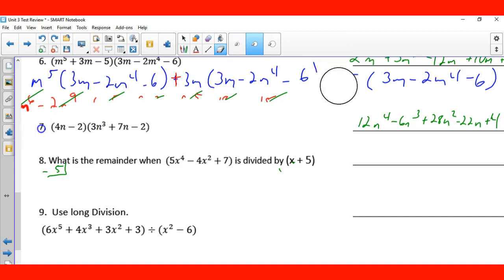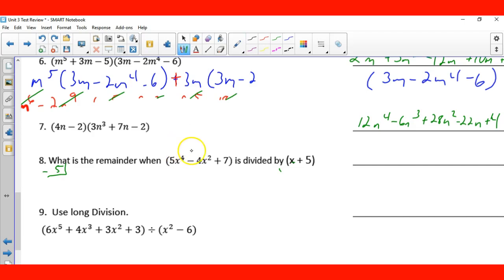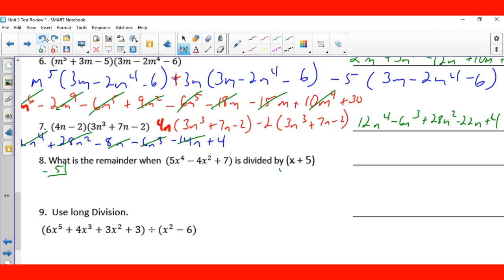The thing I want you to notice here is you want to have all your terms. So this is x to the 4th. There's no x cubed. Then you have x squared, and then there's no x. So we're going to put zeros in those places. So now you end up with 5, 0 for x cubed, -4 for x squared, 0 for x, and then 7.